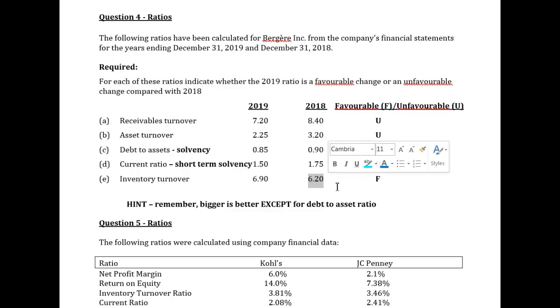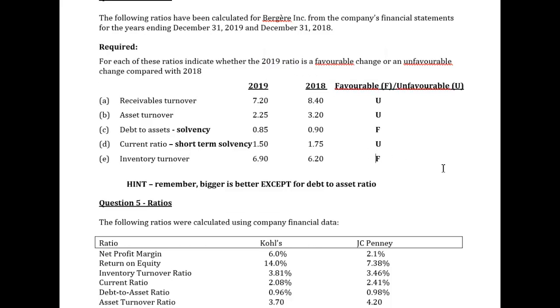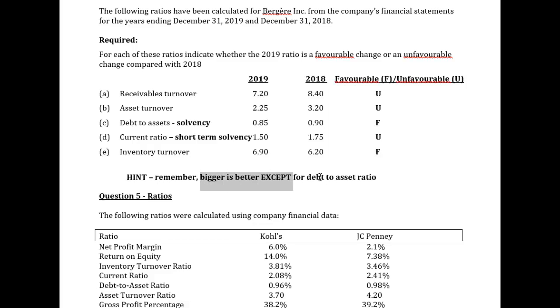The more times we sell it, the more chance we have to collect money from customers, right? Because when we sell, the customer has to pay us. So in this case, we're collecting 6.2 times a year in 2018, and now we're collecting slightly more, 6.9 times in 2019. So that's favorable.